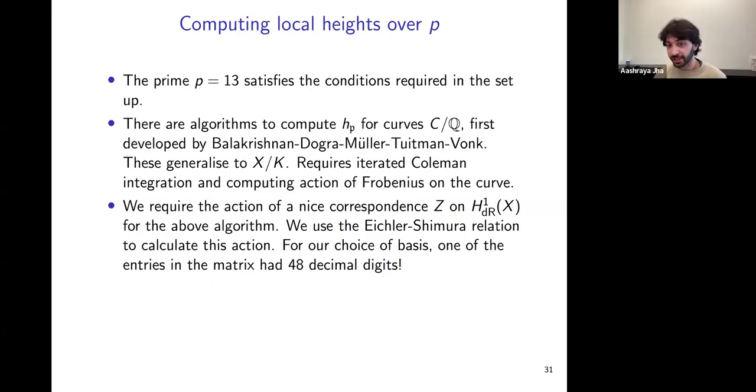But this was a really tedious process. I thought that Eichler-Shimura doesn't work because of how long it took. And once it finally worked, we noticed that the entries of this matrix had 48 decimal digits. But it does work. Everything's okay. So we have our function rho, and now we need to figure out this set T chi.